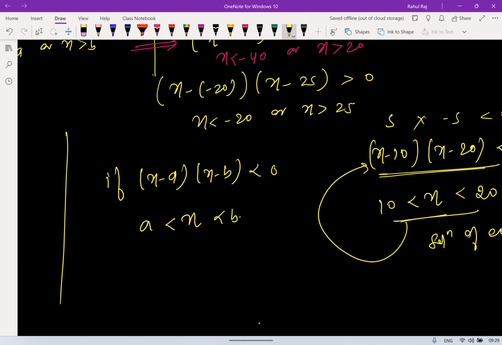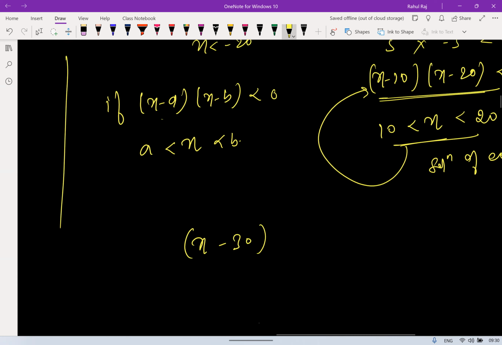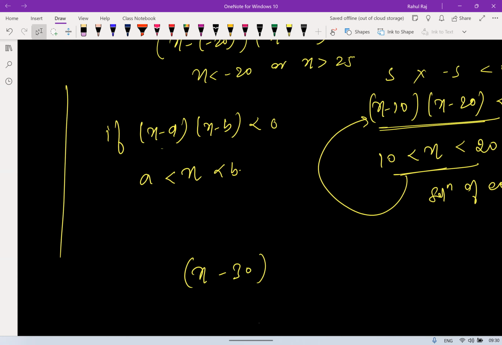It's exactly the same thing, Alexa. But if it's like 2x, then that's a different way to solve it. Then it's an equation that you have to solve. If the equation is in the form of x minus a into x minus b, only then you can use this. Okay, fine.